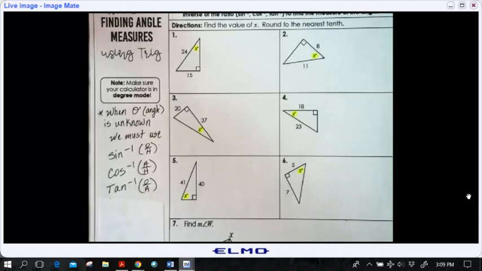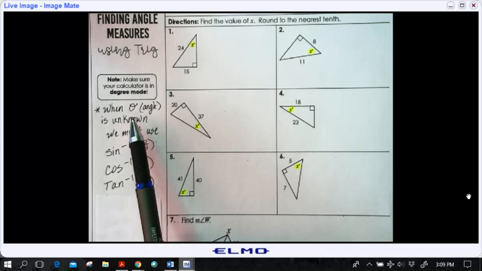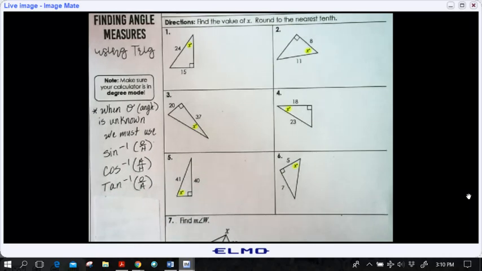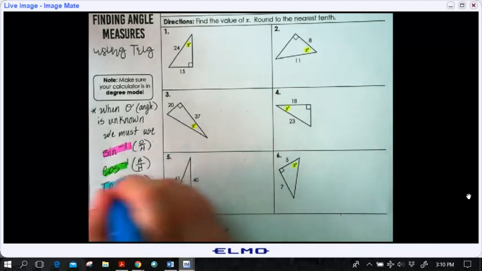So whenever we are missing an angle, when theta is what we don't know, we have to use the inverse of this function. So sine to the -1 is the inverse. So let's jump right in, and I'm going to show you how I use that. But let me just say that we're still using sine, cosine, and tangent. So I'll keep these colors the same. Sine, cosine, and tangent. Alrighty.